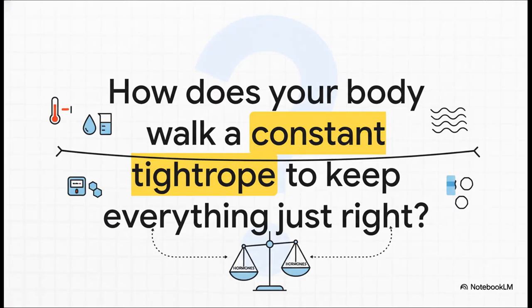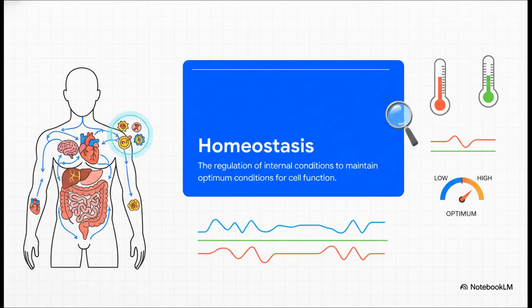I mean, have you ever really stopped to think about it? Your body temperature, your water levels, how much sugar is in your blood, all that stuff has to be kept just right in a really narrow range. It's like your body is walking a tightrope 24/7. So, how on earth does it pull off this incredible balancing act? Well, the answer is this one word, homeostasis.